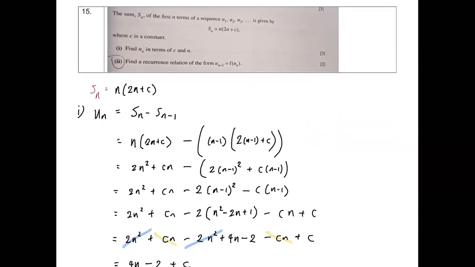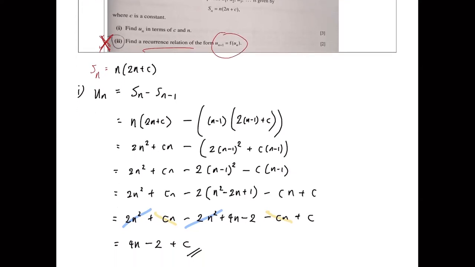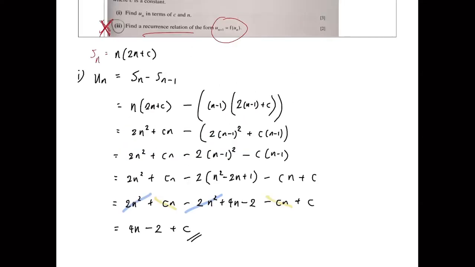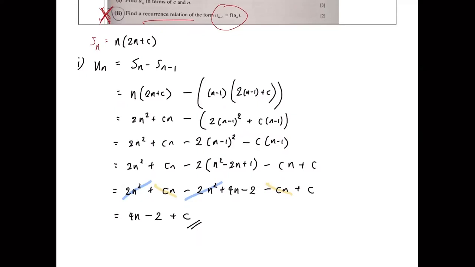Part 2, find a recurrence relation of the form un plus 1 equal f of un. Now, this is technically no longer in the syllabus, so we are gonna skip this one. Okay, recurrence relation is no longer in the syllabus if you want to find the explicit expression. But we can still try. Right? Yeah, why not? Okay, so un plus 1, you want it to be a function of the previous un term. So how will we do it?